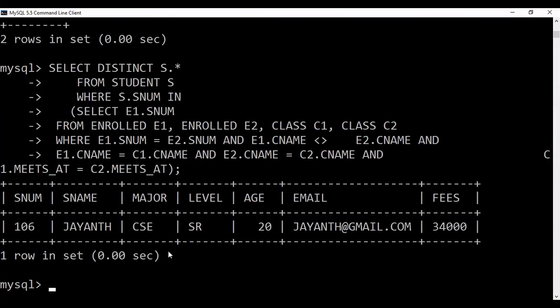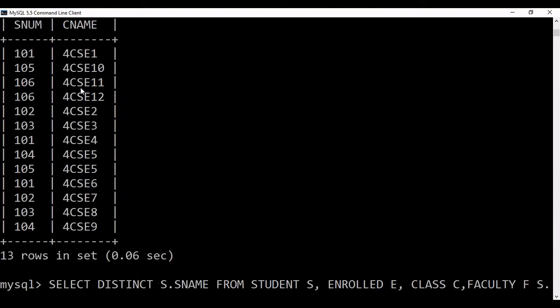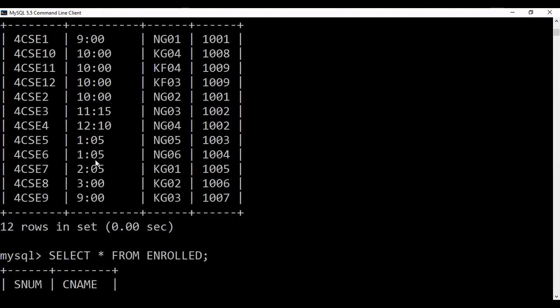Simply I'm copying here number 3. You can see here what I'm getting. What is the meaning of this? Here we are getting the student number. The name is Jayant, and he is enrolled in the same course. You can find Jayant is enrolled with which course? 106. Here 106 is enrolled with 4CSE 11 and 4CSE 12, and they are at the same time.